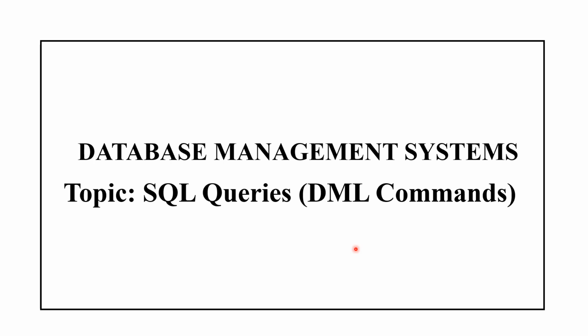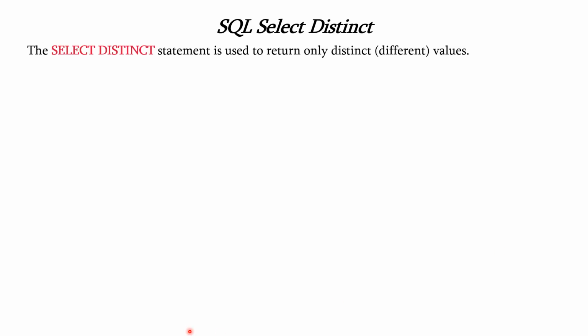Hello everyone. In this lecture, we are going to discuss some examples of SQL queries using DML commands. First, let us see the select distinct statement. The select distinct statement is used to return only distinct or different values for the mentioned columns.